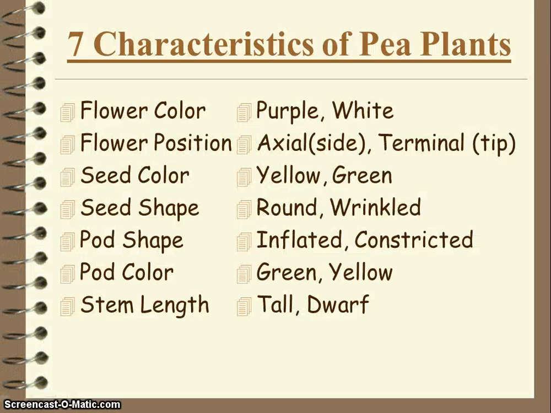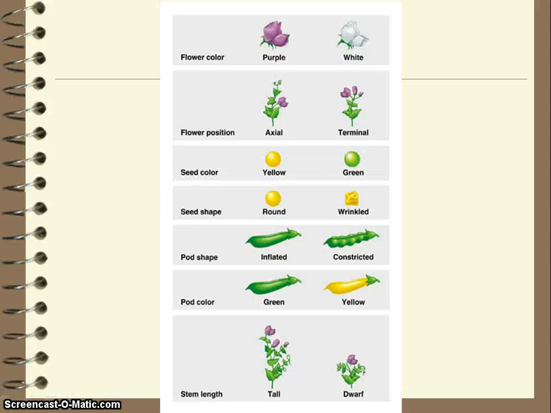And again, remember, pea plants are very easy to grow. Very large numbers of offspring are produced. And these are the 7 different characteristics that he did his research on. And we're going to do a lot of different examples with Punnett squares when we talk about this.